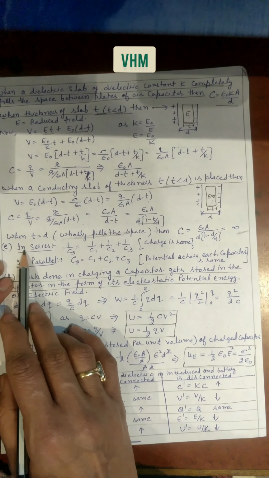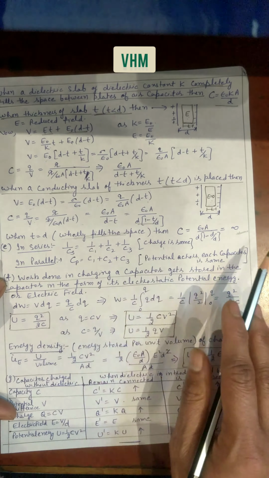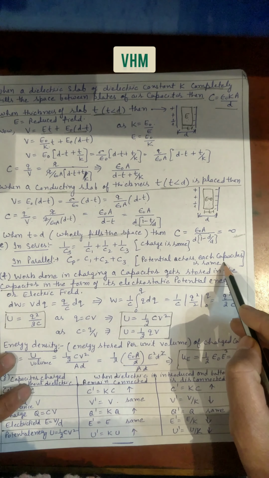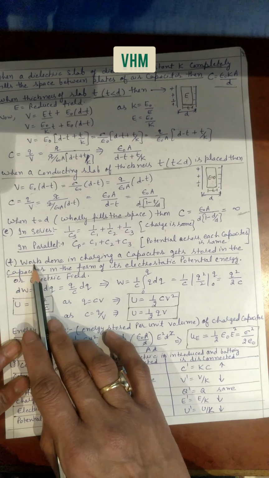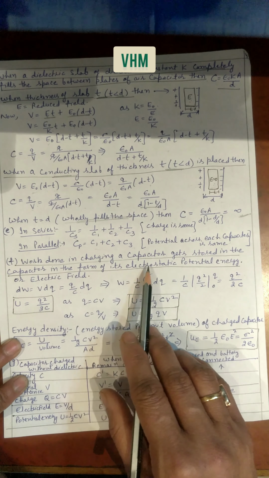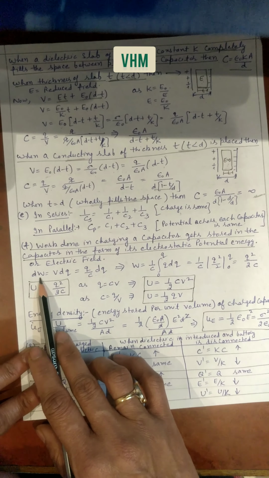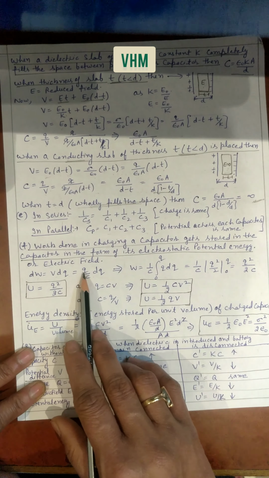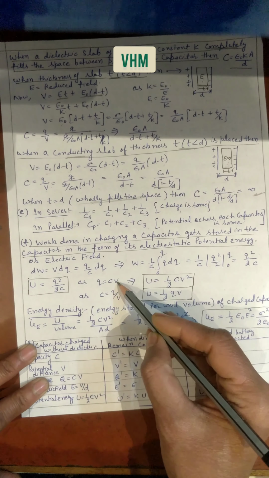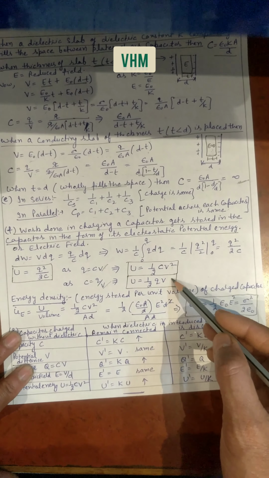When capacitors are connected in series, the net capacitance is found with the charge remaining the same throughout. In parallel, the potential across each capacitor is the same. Now, work is done to charge the capacitor, and that work done is stored in the capacitor in the form of electrostatic potential energy, or electric field energy. Work done is potential times charge, Q by C dQ, and integrating we get this value. We have these values, Q equals CV, Q by V.